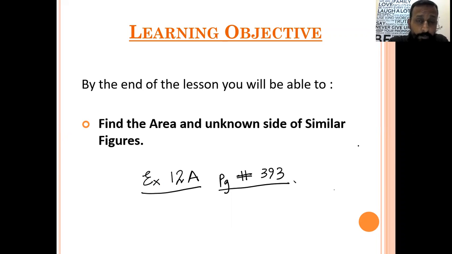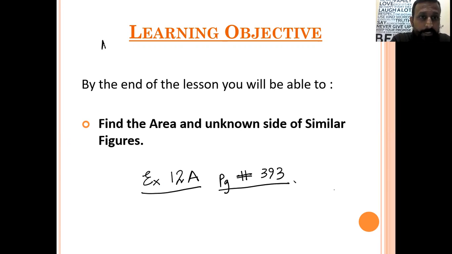Now, what is that formula that you will be using in this exercise? That is the ratio of areas of the two similar figures is equal to the square of the ratio of the lengths of similar figures. I'm repeating it once again. The ratio of areas of two similar figures is equal to the square of the ratio of their corresponding sides or lengths.